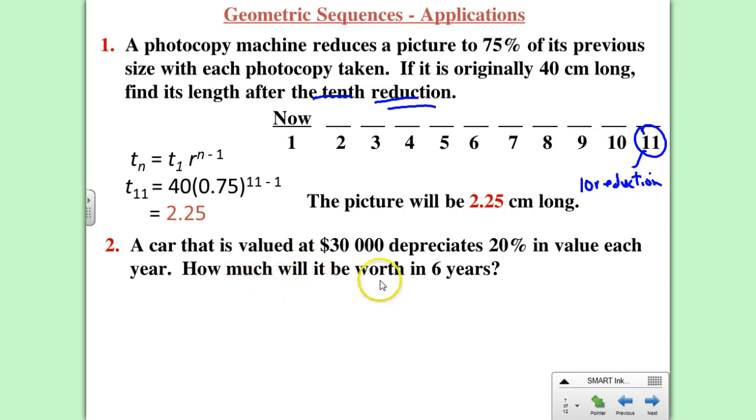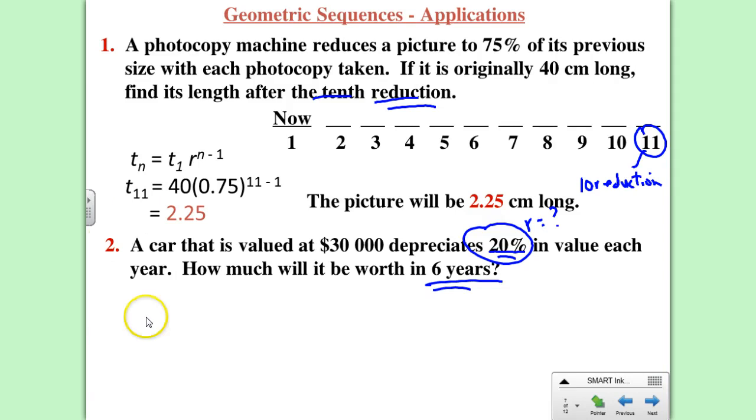A car is valued at $30,000. That makes sense. It depreciates 20% in value each year. How much is the car worth in 6 years? So again, look at these things, and I want you to ponder before you hear it from me. What is the common ratio? What is r? Is r 20%? What does that mean? And 6 years, is it really 6 years? How will I use the formula, and what term will that be?